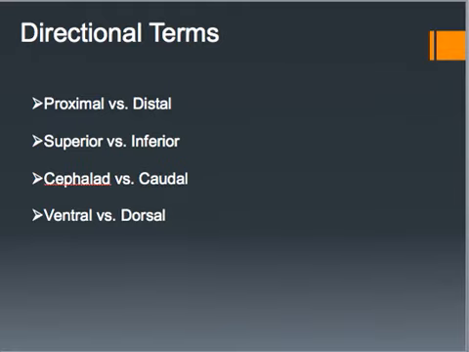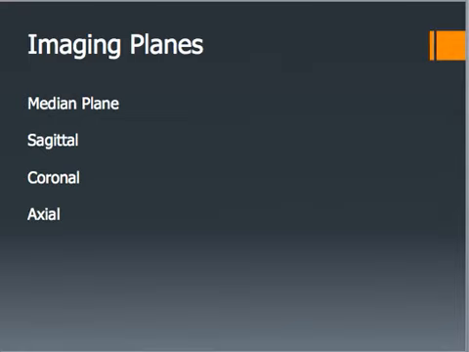Some of the imaging planes that we've talked about, make sure that you know. So median, what does median mean? Median is a vertical plane that divides the body into equal right and left sides. So make sure that you know the difference between a median plane and a sagittal plane, because a median plane is equal right and left sides, where sagittal can be any slice of right and left halves, just not equal.